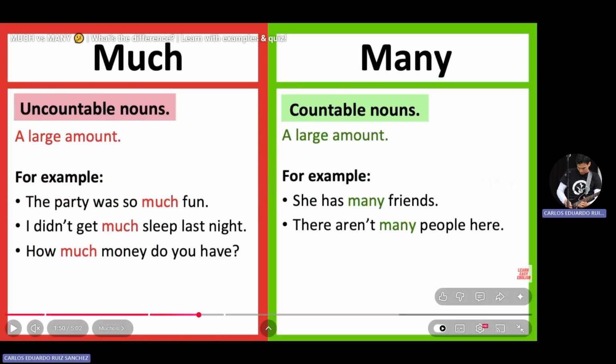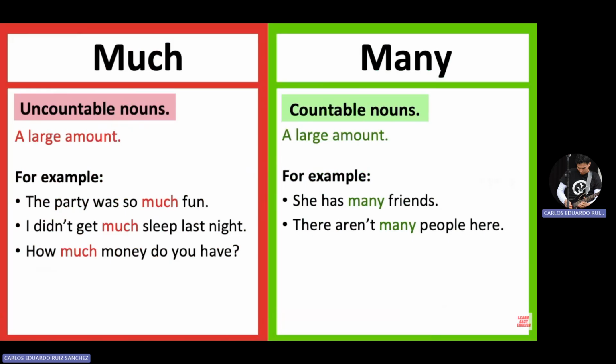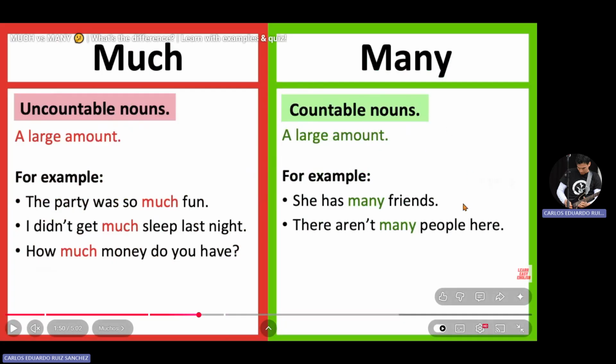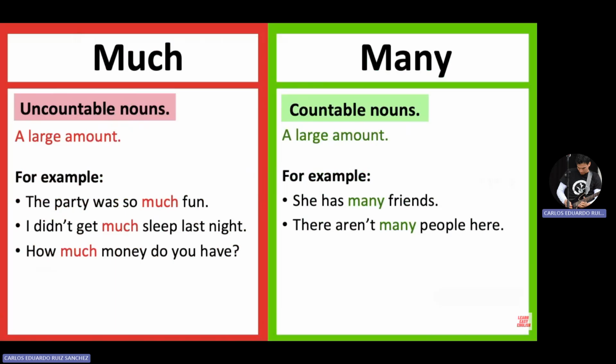Next example. There is a negative statement. There aren't many people there. Aunque esté negativo, yo podría contar. ¿Cuál es el sustantivo contable aquí? People. Don't forget that people is the plural form of person. Ese es el sustantivo contable, people. Esa es una forma en plural de decir persona. Entonces ahí no dice persona, dice personas. ¿Ok? Many people. Yo puedo contar a las personas.